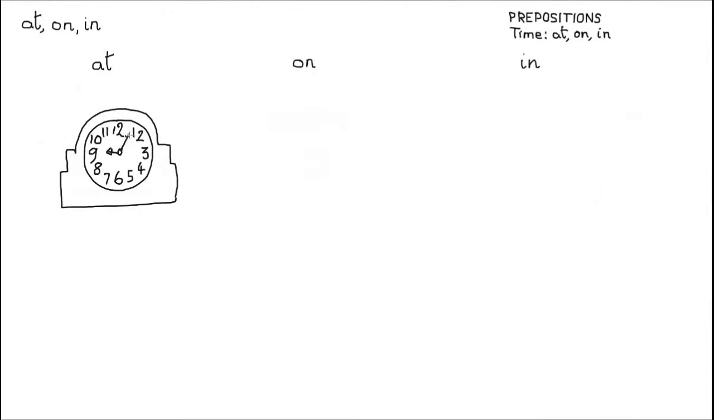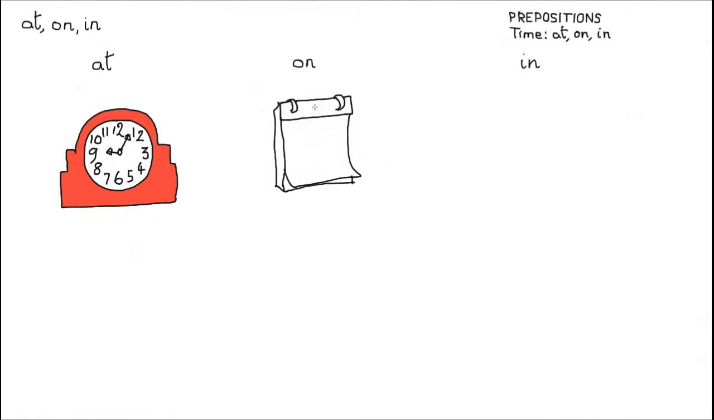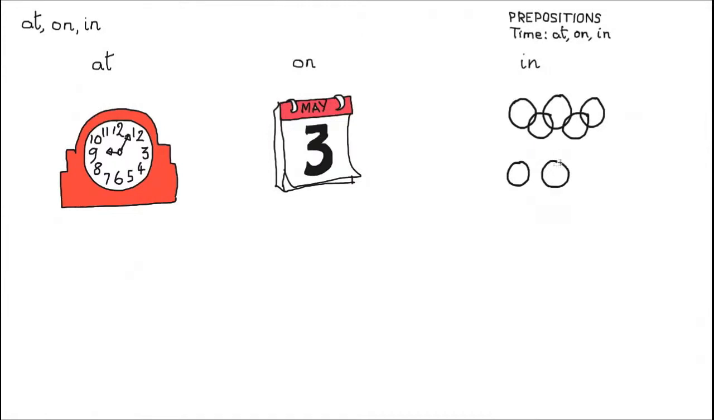Okay, you can see that's a clock. Now we'll go on to on. This is a page from a calendar, May the 3rd. And finally, the last one, we'll go on to in. Yes, you've guessed it, it's the Olympic rings, and I'll just write London up here and Rio.